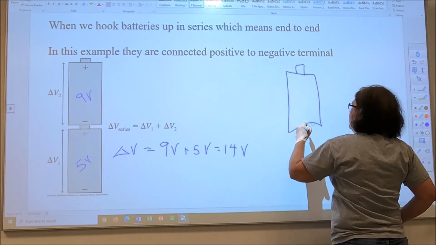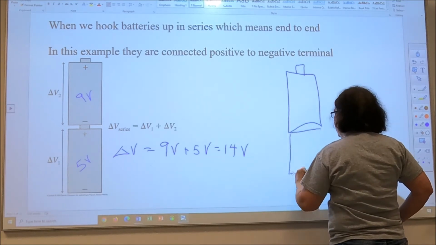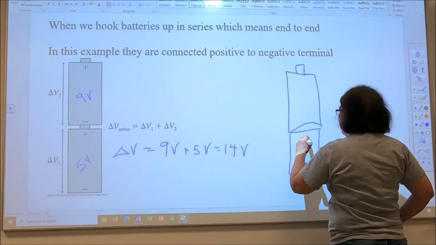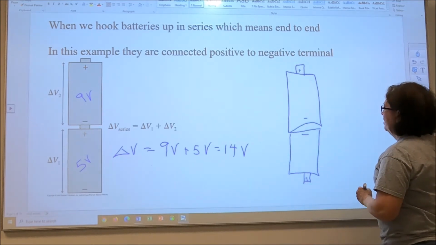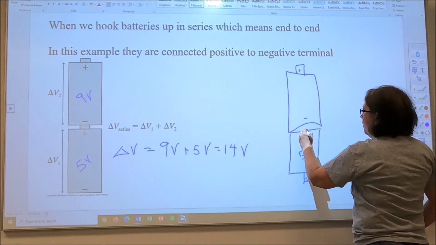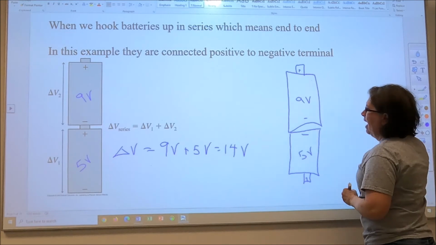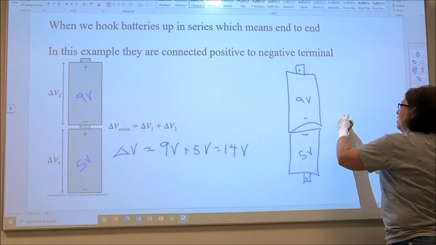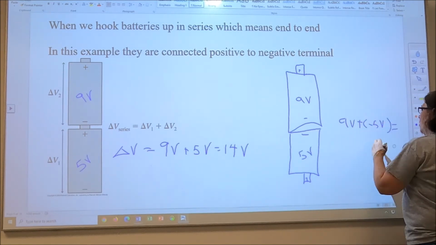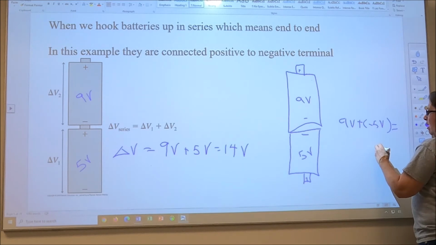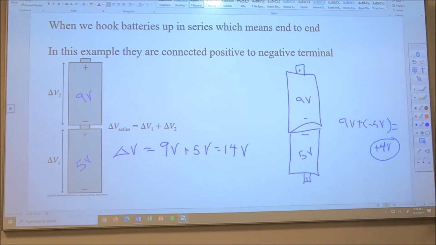But if I now hook them up like this, so I have the two negatives together and the positives opposite each other, with this as my 5-volt and this as my 9-volt, they're now opposite. So I would go 9 volts plus a minus 5 volts, which would give me a delta V of plus 4 volts. That's why it's important to pay attention to how you're hooking your batteries up.